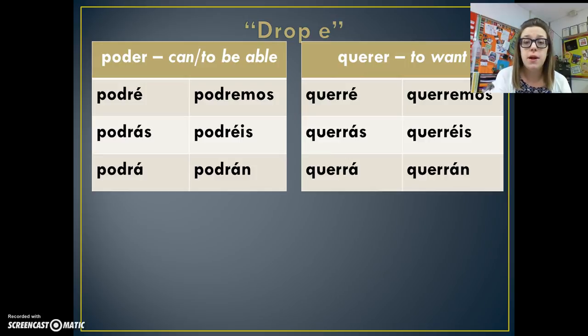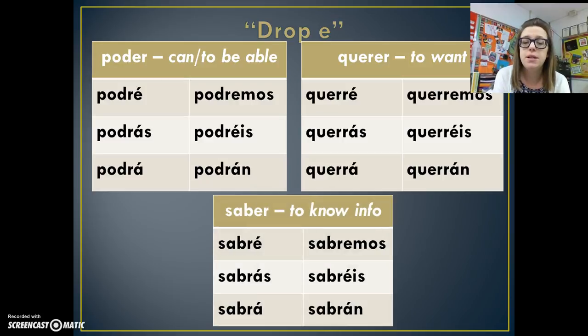Querer is another one of the drop E verbs. Querer means to want. The yo form is querré, tú querrás, then the él form is querrá, nosotros querremos, vosotros querréis, and ellos querrán. Notice that that E drops from the infinitive, so those 2 R's are together now.